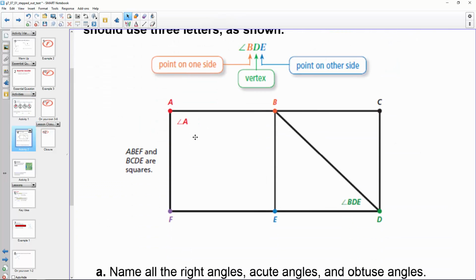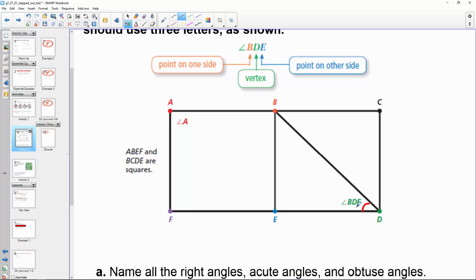In terms of how we identify angles, you could do it two different ways. I could either say this is angle A right here, or I could say that it's angle FAB. And I'm saying it because it has a point on one side, a point on the other side, and the vertex is what's in the middle. This could be known as angle B or EBD. This angle down here is D or B, and then D, and then E. So whatever's in the middle is always going to be the vertex.